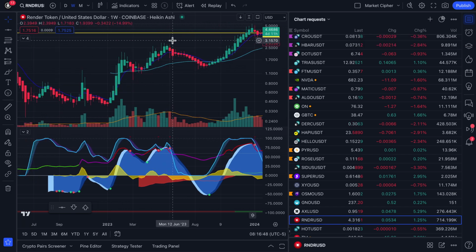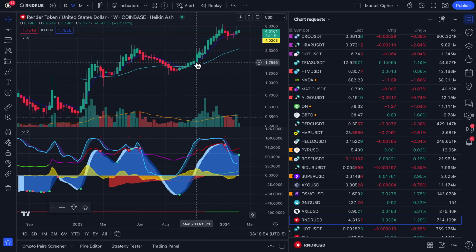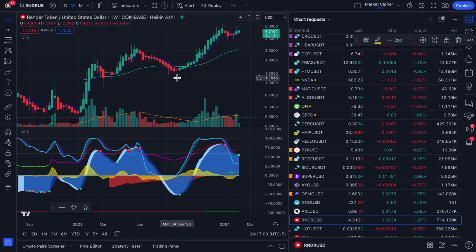Boom. Breakout above the 50. Pulls back into it. What does it do? Boom. Goes sideways. Gives us the green dot at $1.30 and rips for a 300% gain. 400% gain up to $5.40. That was a perfect trade there.